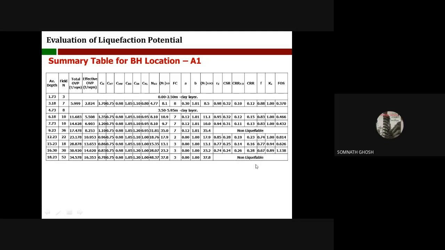So the factor of safety, how the code calculates it, is a long process. And you see, at this particular layer, they got 1.138, so it should be liquefiable. If it is greater than 1, it is liquefiable. What does it mean? If we know that this particular layer is liquefiable, right? This particular layer is liquefiable.